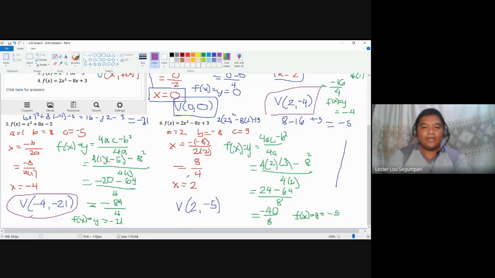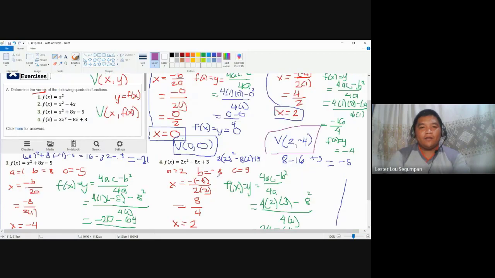So this is how we determine the vertex of quadratic functions. Again, the purpose for this is to come up with the proper table of values for us to see the correct, actual form of the graph. And at the same time, the vertex may tell us the minimum and the maximum value of the function.